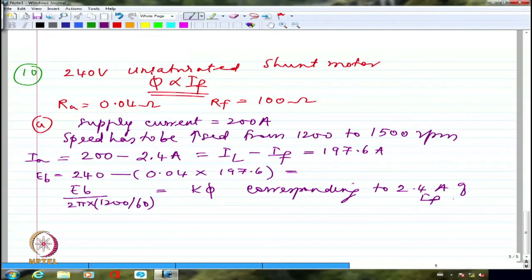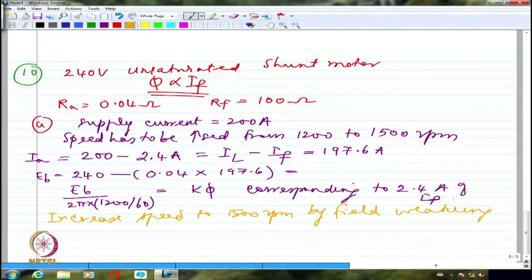Am I right? Now I want to increase my speed to 1500 RPM, for which I have to do field weakening. There is no other way. If I do the field weakening, I should be able to increase the speed. So I want to increase speed to 1500 RPM by field weakening.